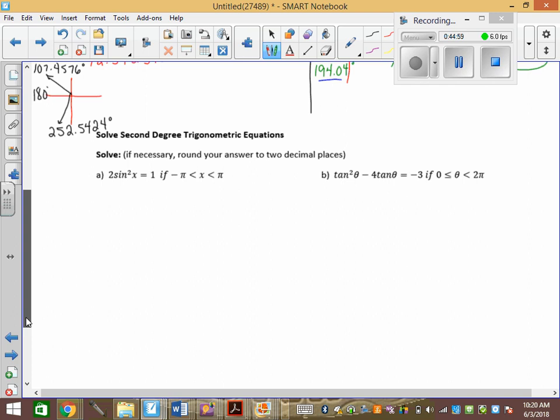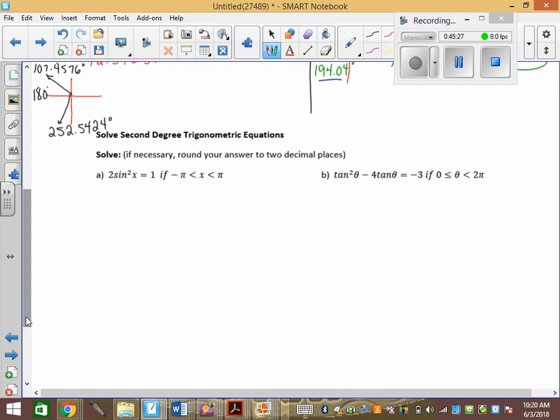Last thing for chapter 4, solve second degree trigonometric equation. So solve, rounding your answer to the nearest decimal place. Why did I pick A? I picked A specifically because it's a squared sine with no other term. So you're going to solve for it. You're going to take the square root of it to get sine by itself, and you're going to have to remember to take plus or minus 1, or plus or minus a half.